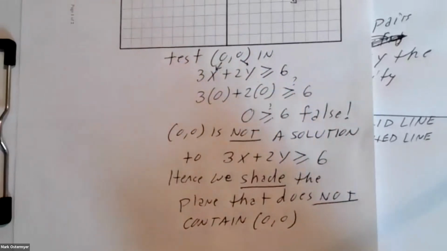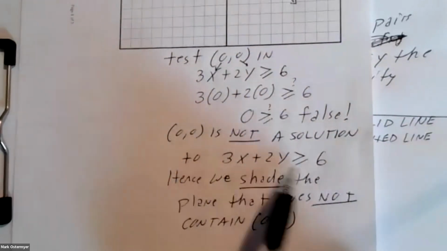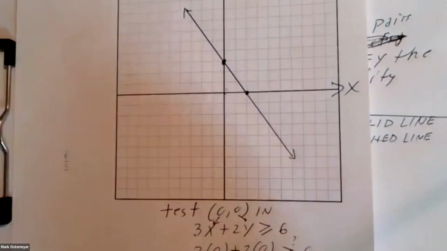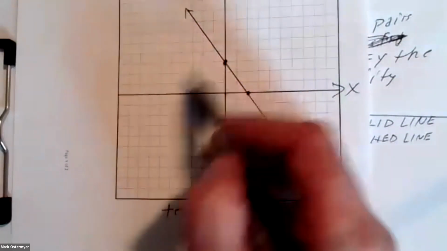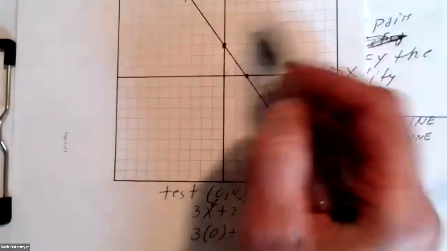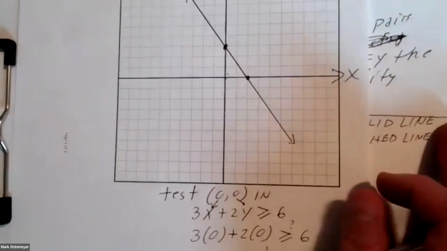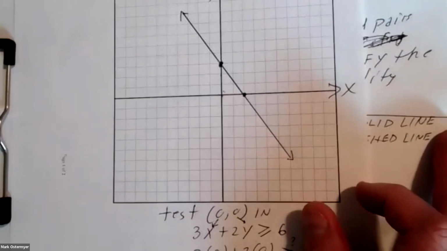Now, if 0, 0 was found to be a solution to this inequality, we would shade the plane that contains 0, 0. But 0, 0 is not found to be a solution in our inequality. And therefore, ladies and gentlemen, how do we shade? Do I shade the plane below and to the left, or the plane above and to the right? What do you think? Remember, my shaded region cannot contain 0, 0. It's not a solution to my inequality. So what plane would I have to shade then?